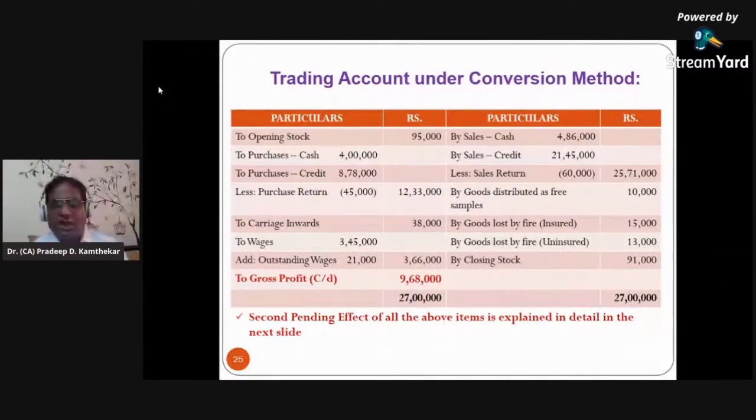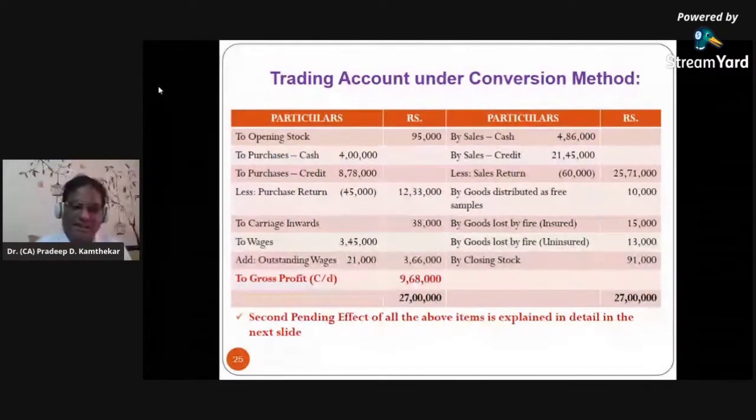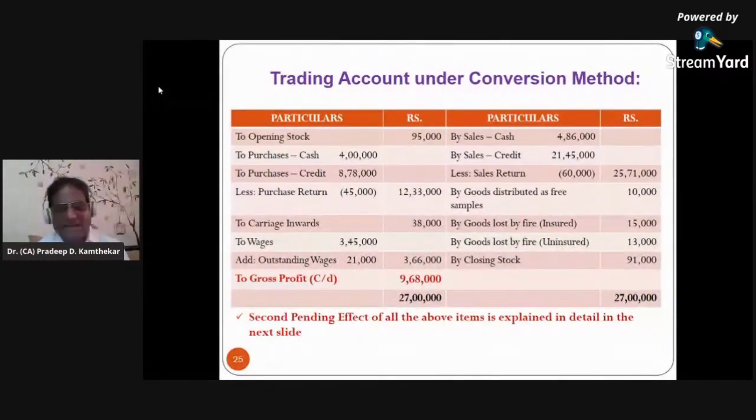Then we have, say, goods lost by fire. Now here we have two items, because there might be a case that there is a fire in the shop or in the factory, wherever it is, and the goods are either insured or not insured. If the goods are insured, and for that we make an insurance claim and the insurance company accepts that, the insurance company pays for that. So when the goods are lost by fire and the insurance company admits the claim, that means that amount is receivable. So that second effect is shown in the balance sheet.